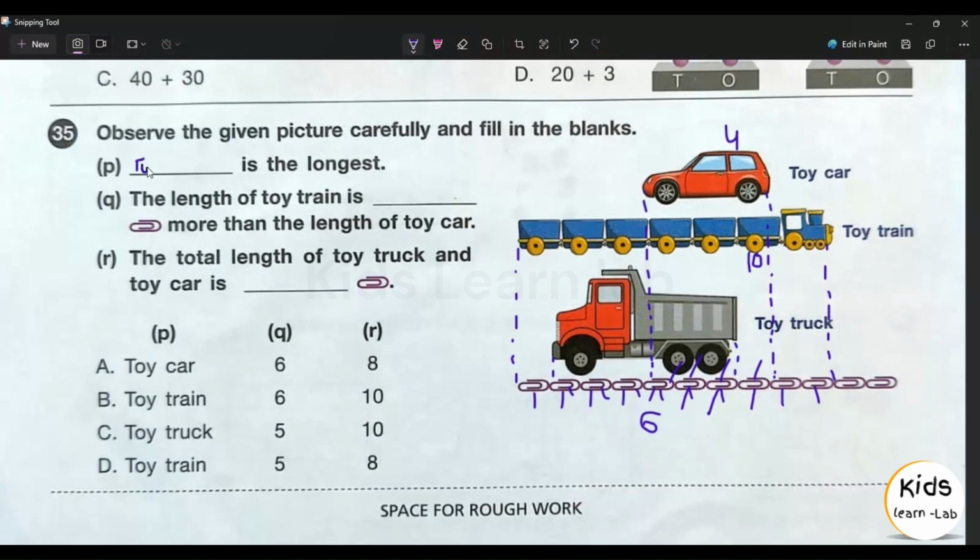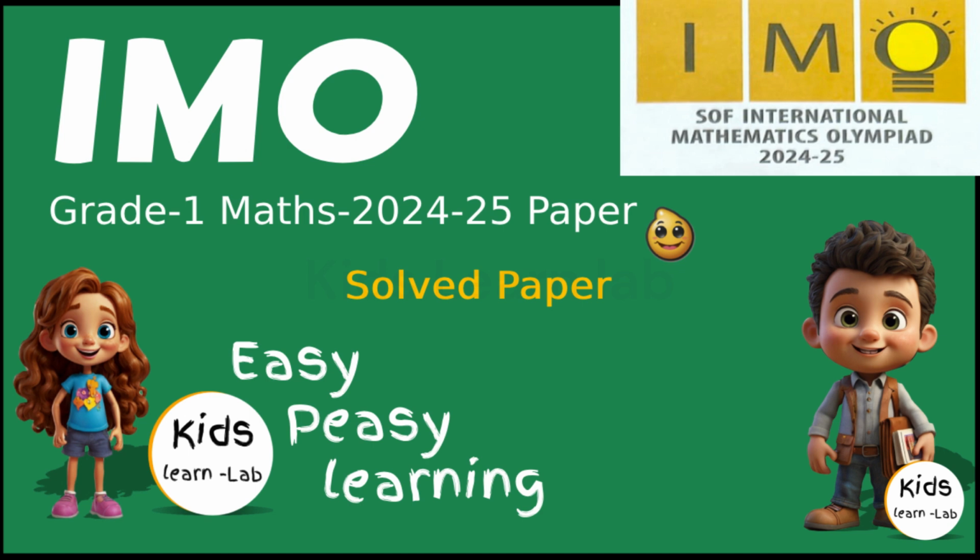So which is the longest? Toy train is the longest. The length of toy train is dash more than the length of toy car. 10 minus 4 is equal to 6. So total length of toy truck and toy car is 6 plus 4 is equal to 10. So option B, toy train 6, 10 is the right answer.